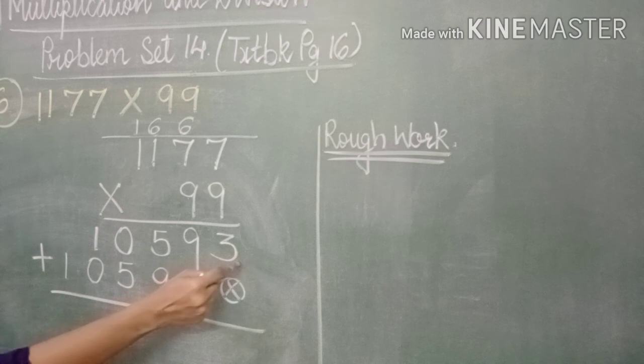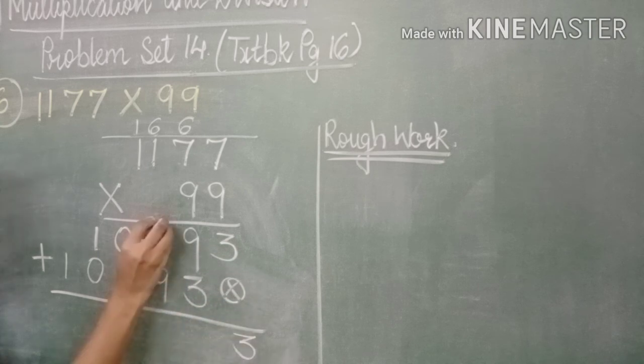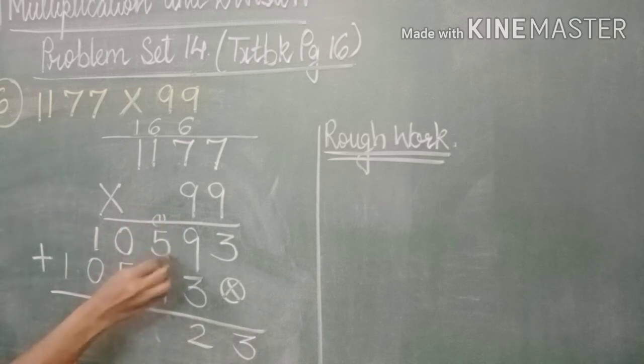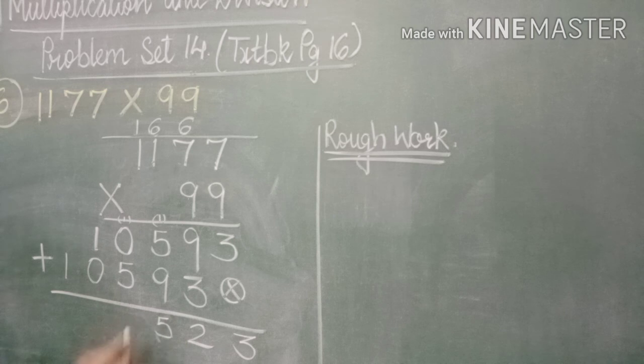So whatever answers we have written up, the same answer with an extra 0, we are going to write it down. So 3 plus 0 becomes 3. 9 plus 3 becomes 12. So 1 we are going to write here, 2 we are going to write down. 9 plus 5 becomes 14. 14 plus 1 becomes 15. 1 has to be carried up, 5 has to be written down.